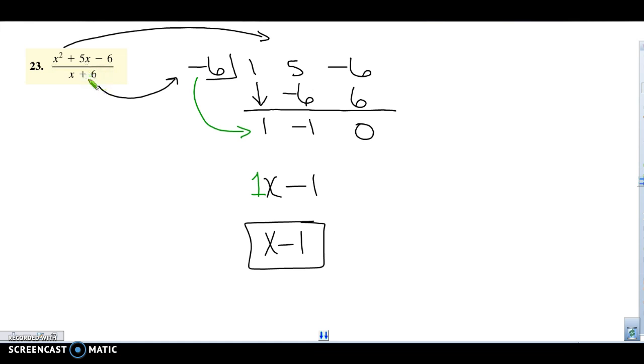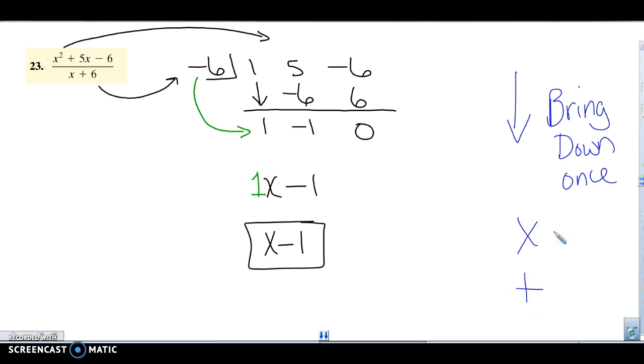Then we identify c, and remember we're taking the opposite of what we see here, so it would be -6. We then are going to take the coefficients of everything in our dividend. So 1 is the coefficient here, 5 is the coefficient here, and -6. So 1, 5, -6. You then leave this line blank and draw a line. The process involves 3 steps. You're going to bring down one time. So we bring down once in this synthetic division process. Then you are going to multiply and add repeatedly until you are done.